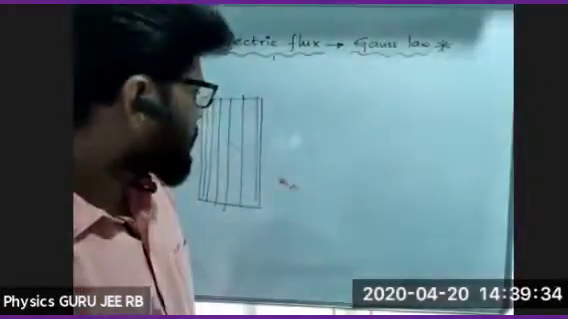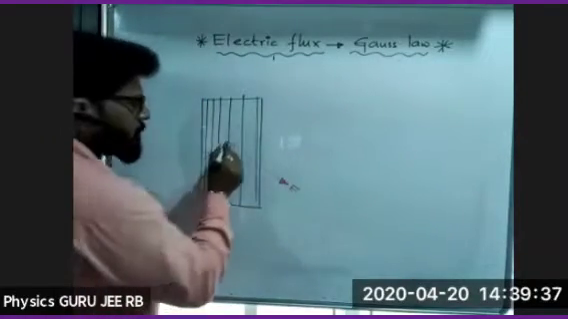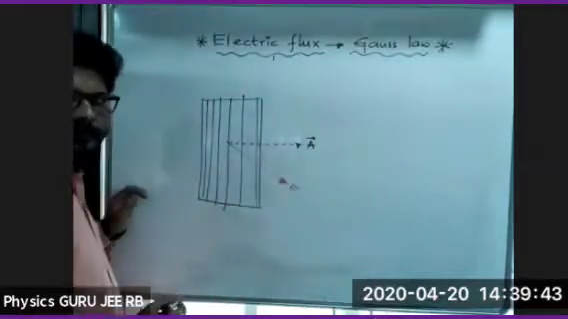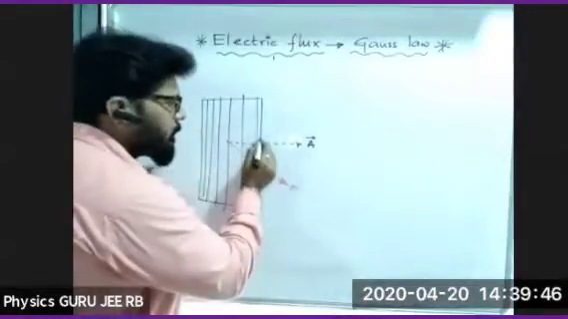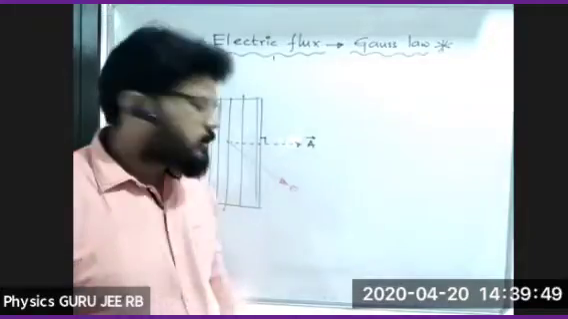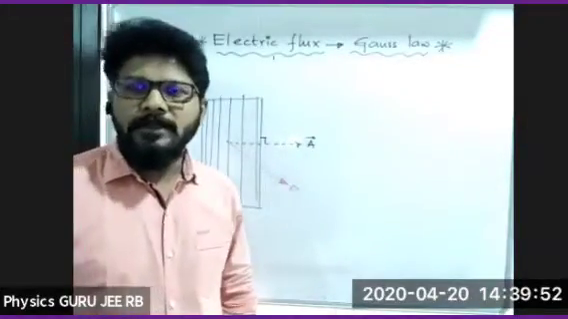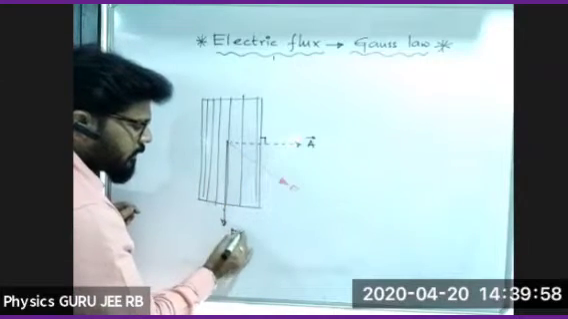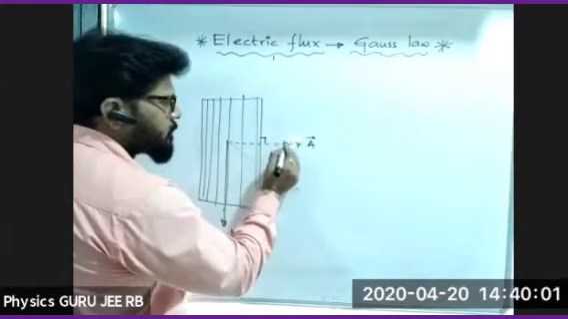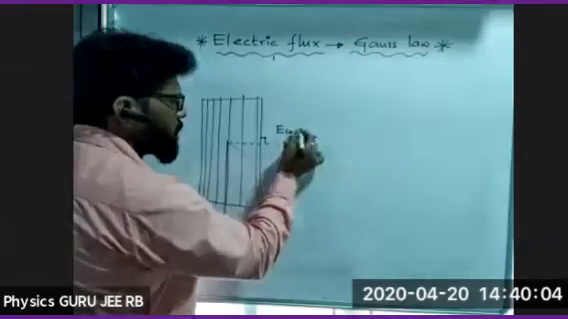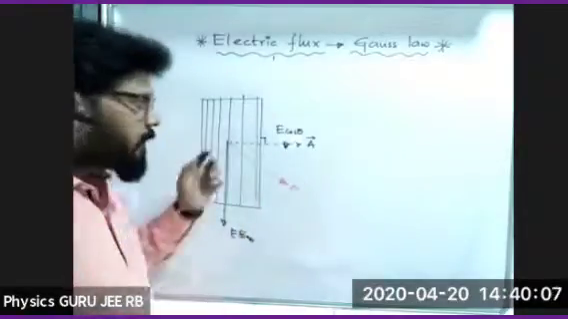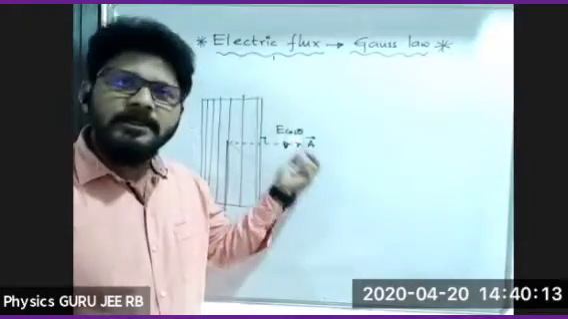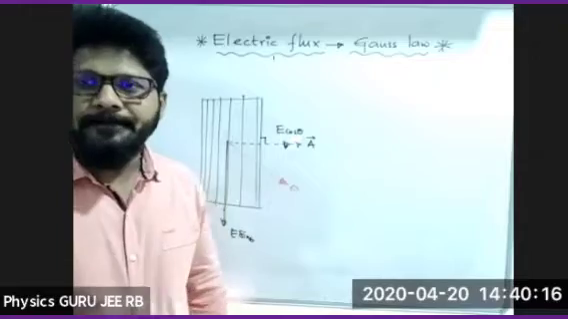Now we'll proceed with this one. As it is making an angle theta, this will be the area vector. Always area vector is perpendicular or normal to the surface. This E vector can be resolved into two components, E cos theta and E sin theta. We have to take the component only along which the area vector is there. E cos theta is along the area vector, so that will be taken.